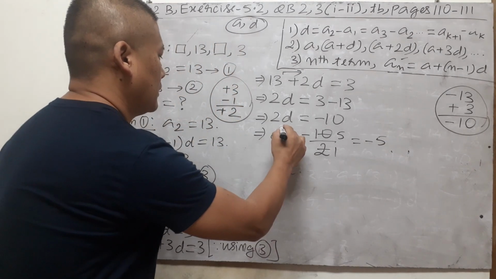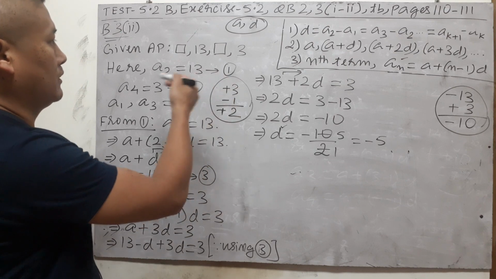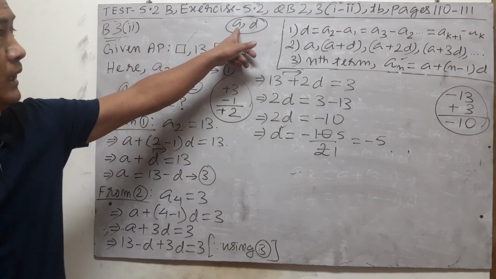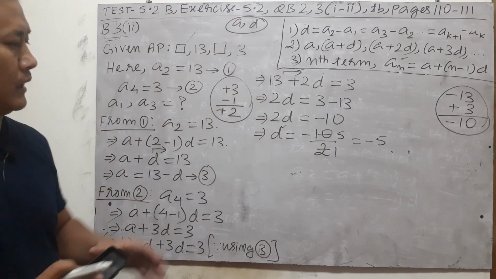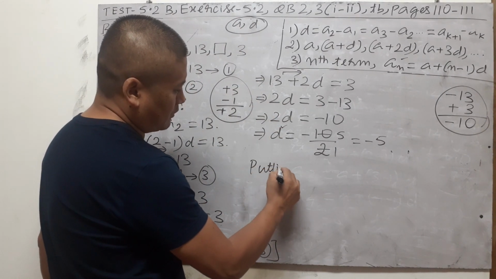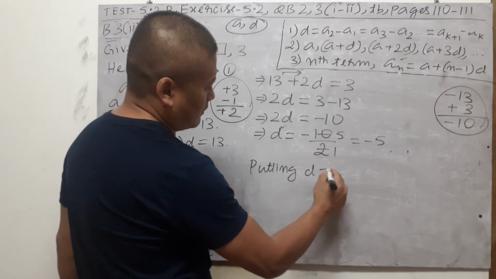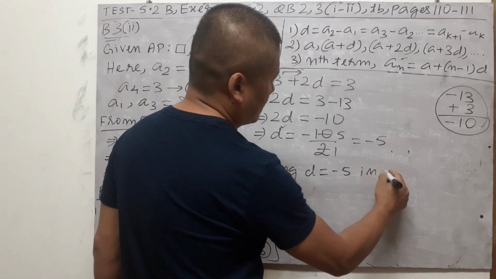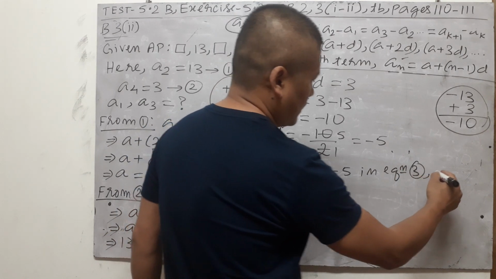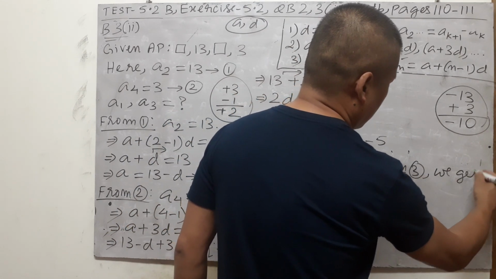We got it. We got D, now we need A, because to find the missing terms or the boxes, we need both A and D. D is now there. How do we find A? It's quite simple, I think, now. Putting this value that you found just now, D equal to minus 5 in equation 3, then we will get A, I think.